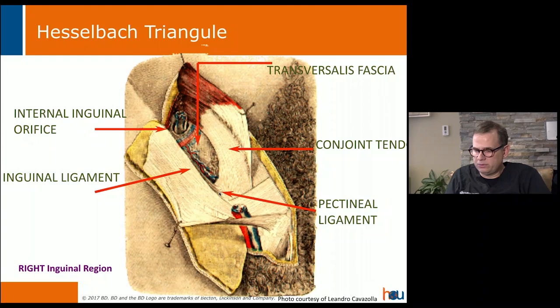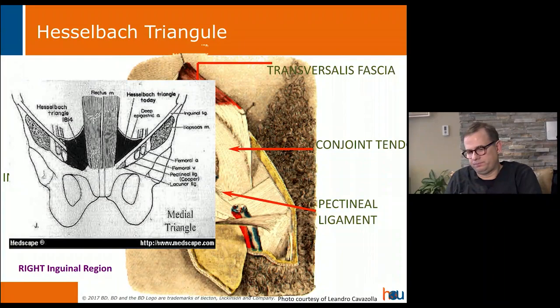The famous Hesselbach triangle, where we can see the direct hernias, is composed by the epigastric vessels, the rectus sheath on the medial side, and the inguinal ligament inferiorly. That triangle is what we call Hesselbach triangle, exactly as Fruchaud described it. So here we have the Hesselbach triangle as we know today: epigastric vessels, inguinal ligament, and the rectus sheath as the medial edge of the triangle.